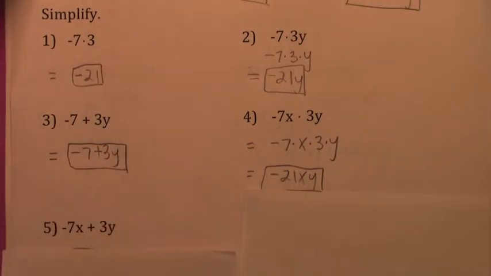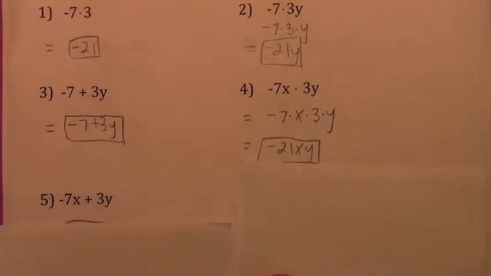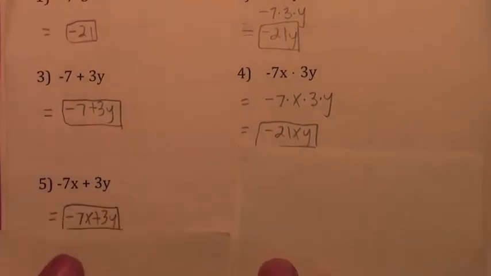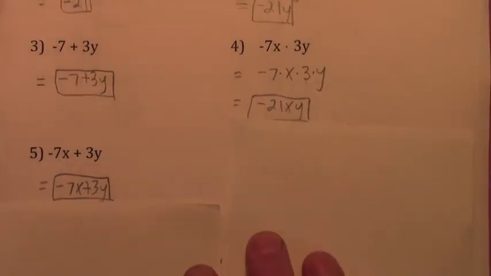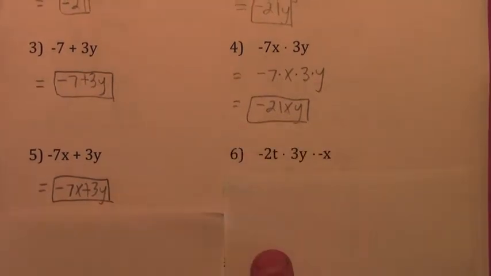How about this one? What's negative 7x plus 3y? And the answer is negative 7x plus 3y. They're not like terms, right? Let's look at one more.